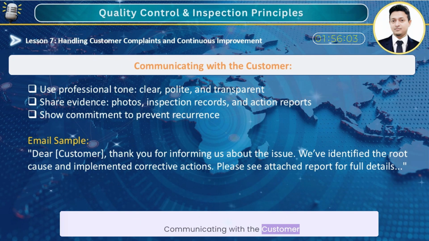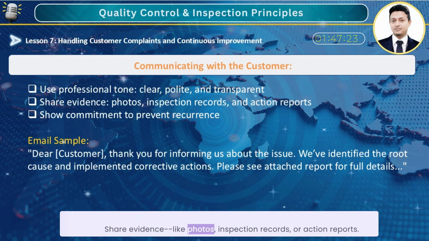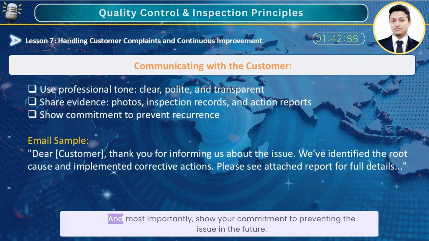Communicating with the customer. When replying to a customer, always use a professional, polite, and transparent tone. Share evidence, like photos, inspection records, or action reports. And most importantly, show your commitment to preventing the issue in the future.